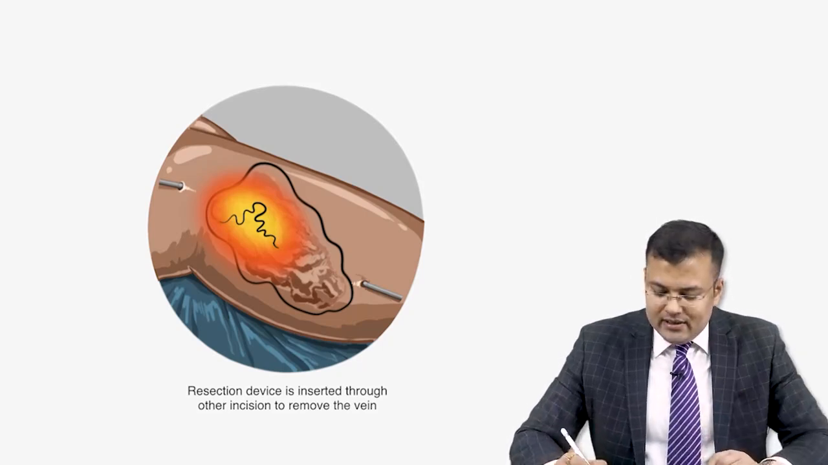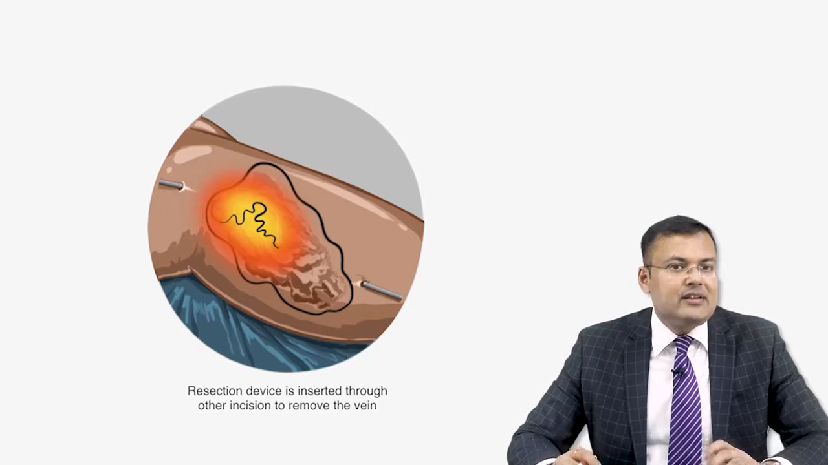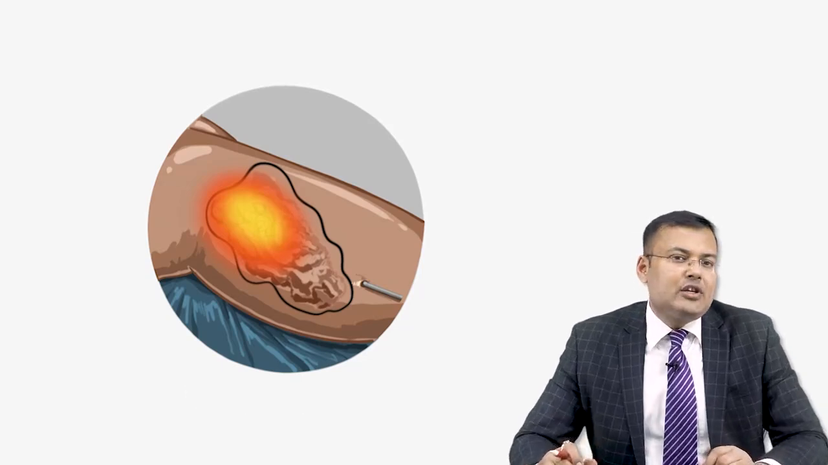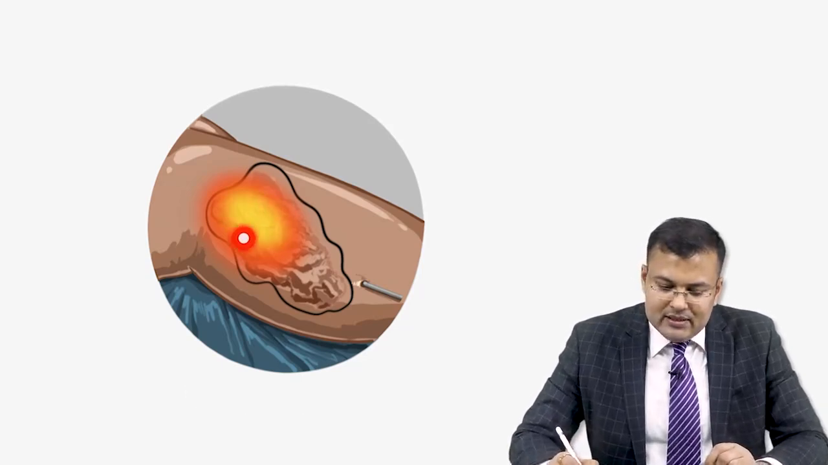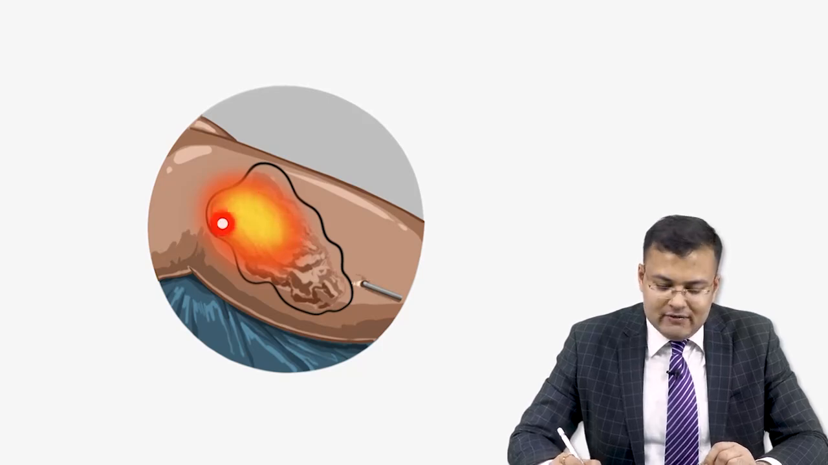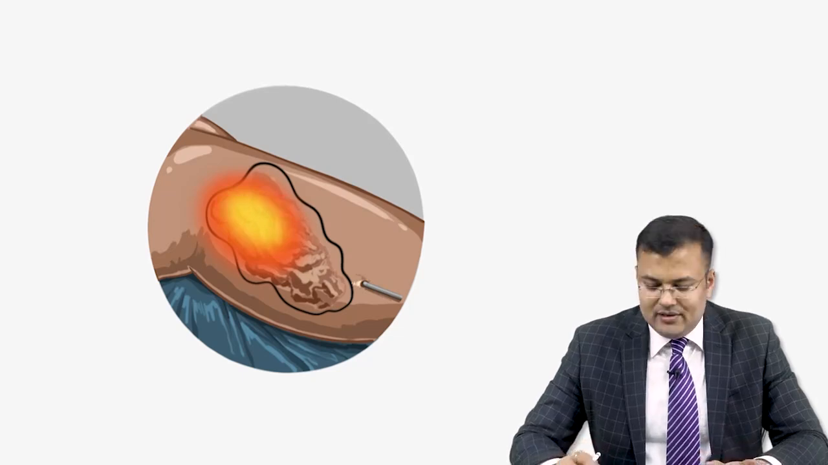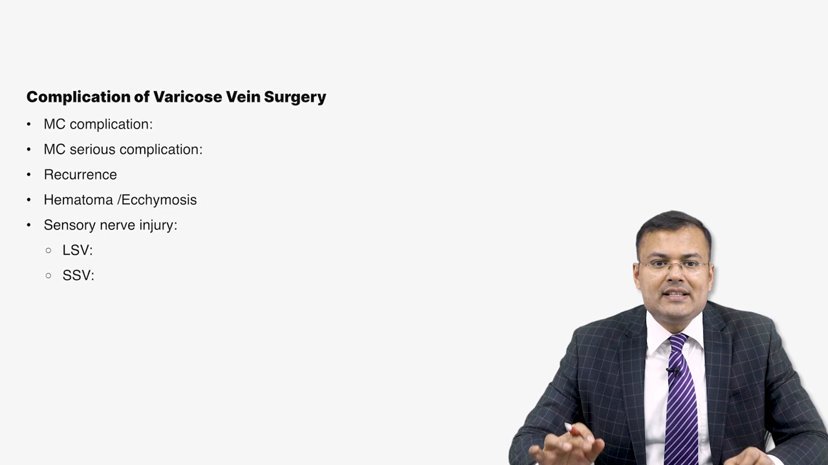Clear? So you can see here, this powered suction resector is introduced through a separate skin incision, and on activation of this system, what happens? This resector sucks the vein inside, and then the vein is morcellated and removed by suction. So this is TIP using the Trivex system.